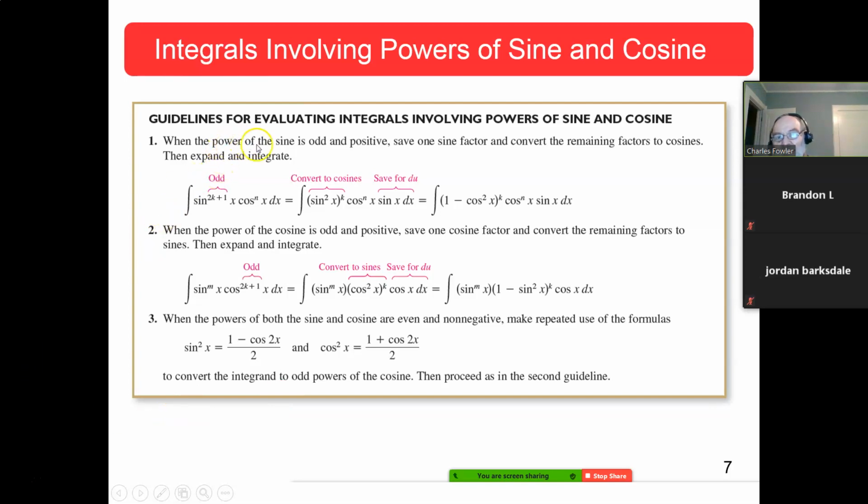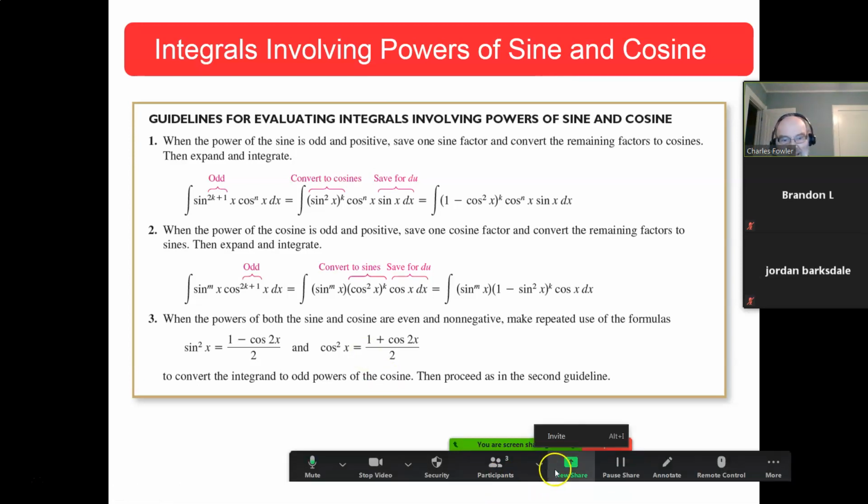Now, when either the power of sine is odd and positive, of course, or the power of cosine is odd and positive, then there's a technique that we use and it's pretty straightforward. However, there can be the case when the powers of both sine and cosine are even and non-negative, okay? So in that case, we use this formula here. Now, we don't have a sine squared in the one we're doing now, it's a cosine squared, actually cosine to the fourth, even. So this is the one we're going to be using, okay? Get used to that, okay? That is a key there.